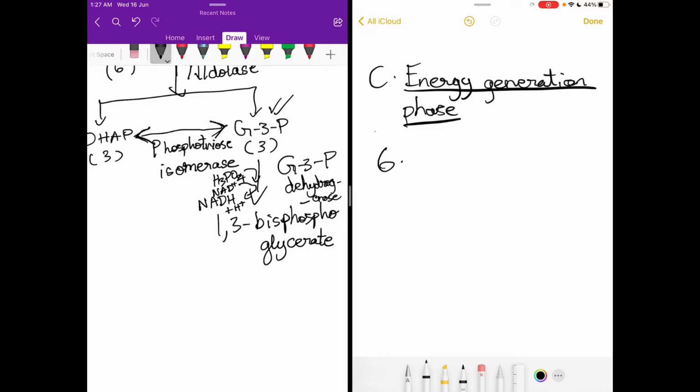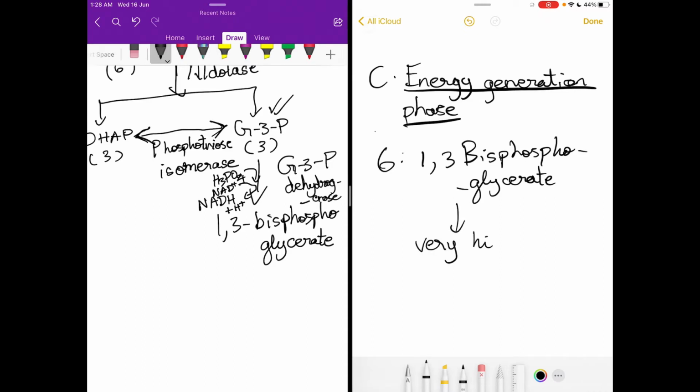Now I don't have to write everything which I just told on the right side also. What I wanted to write on the right side is that keep in mind that this 1,3-bisphosphoglycerate is of significance because this is a very high energy yielding molecule. The reason is because of the NADH that is being produced in this reaction.